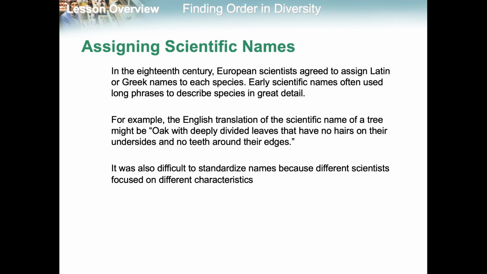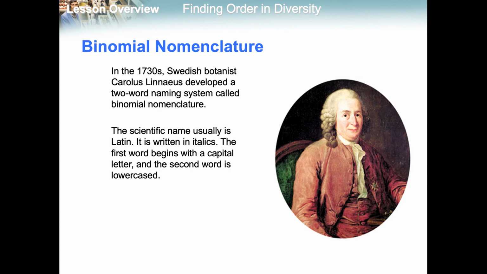Super long name that's complicated, but also different scientists would focus on different characteristics. While I as a scientist would say the oak with the deeply divided leaves, maybe Miss Samayoa or another scientist would say, oh, it's an oak tree with really big leaves and they're not hairy. She would say it differently. So it depends specifically on scientists and what characteristics they look at. So it was better to standardize the names. Now, the Swedish botanist Carolus Linnaeus, in 1730, developed the two-word naming system called binomial nomenclature.